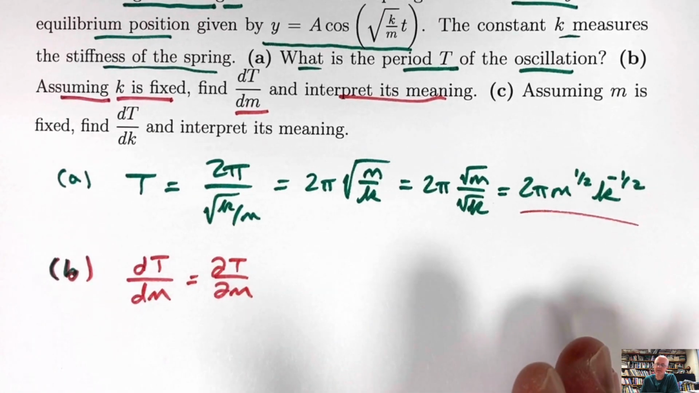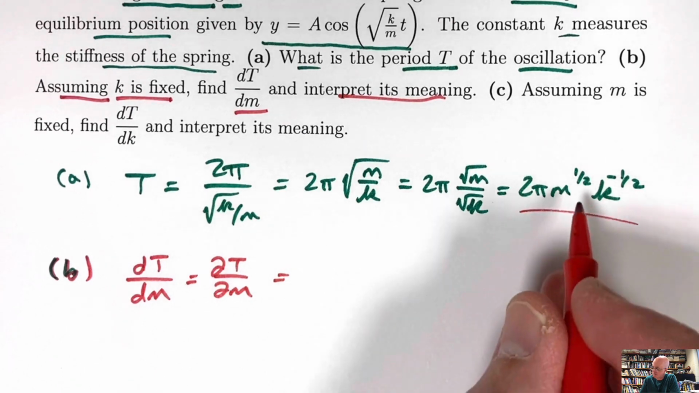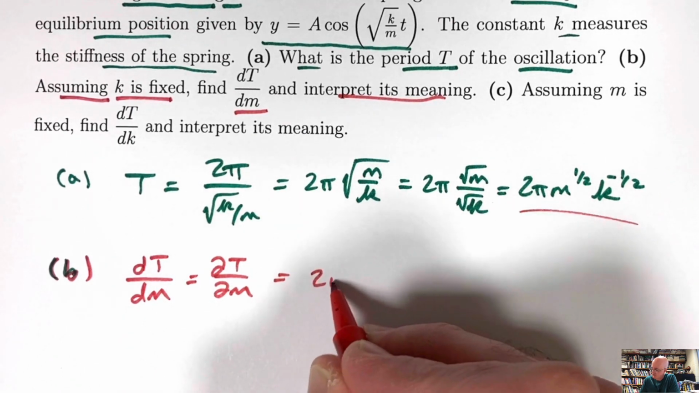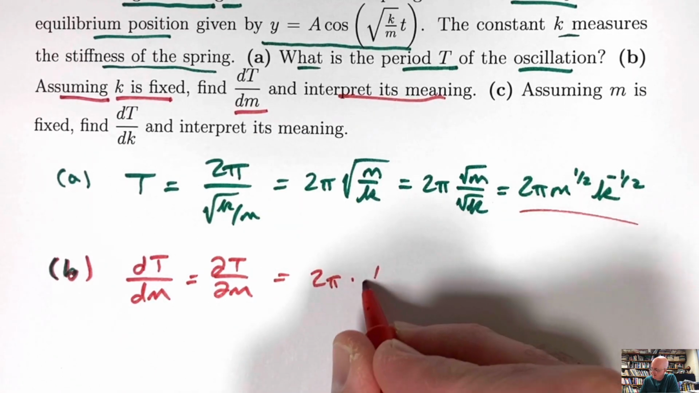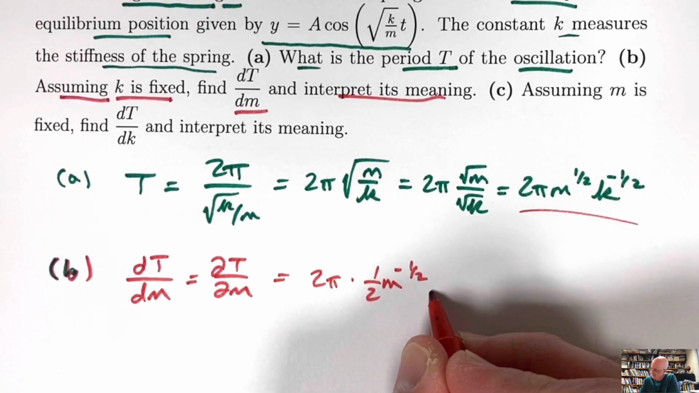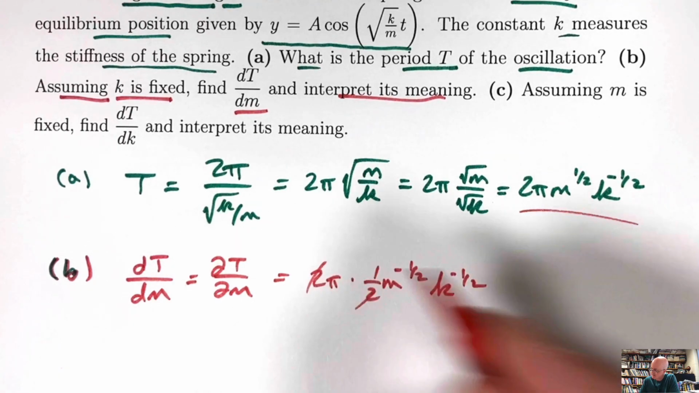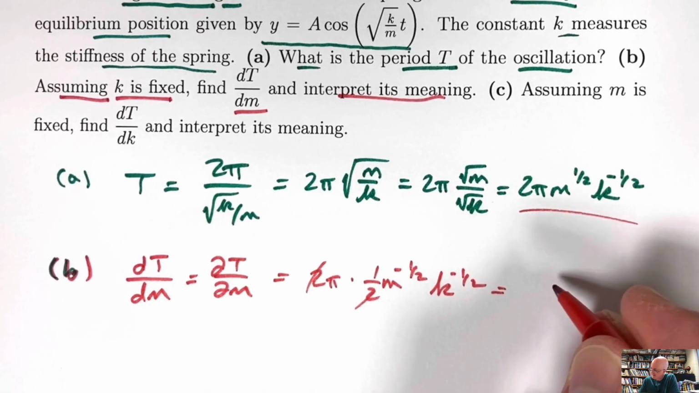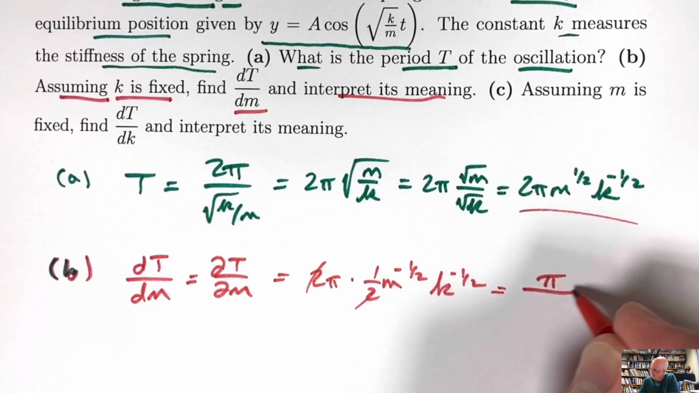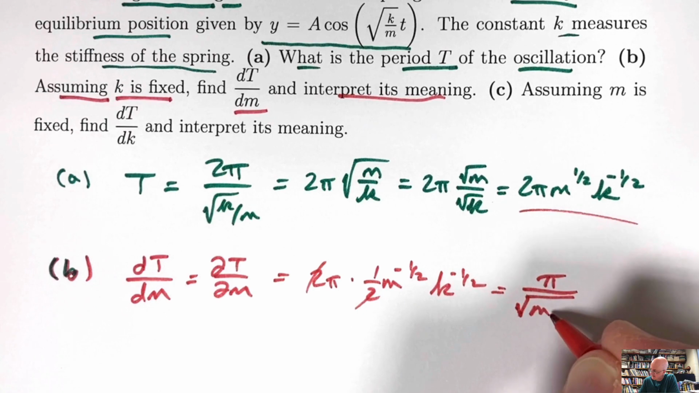We're trying to find the derivative with respect to m. Treat the k as a constant. Treating the k as a constant, you just carry it along for the ride, so to speak. We just differentiate m to the 1/2. We get 2 pi, bring down that 1/2, m to the negative 1/2, and k to the negative 1/2 just stays as is. We can simplify this a little bit. The 2's cancel. We could write this in simplified form as pi over square root of m times square root of k, which we could also write as pi over square root of m times k.